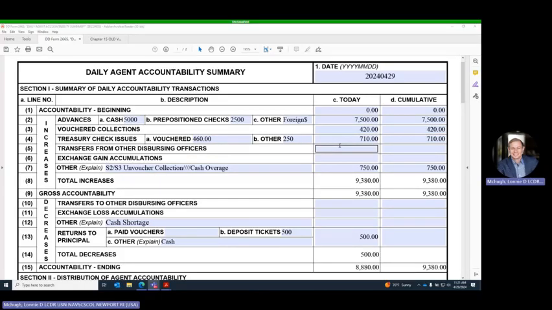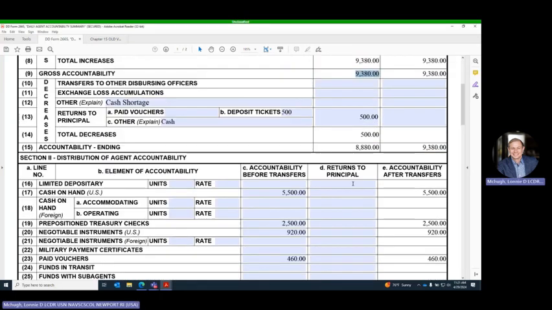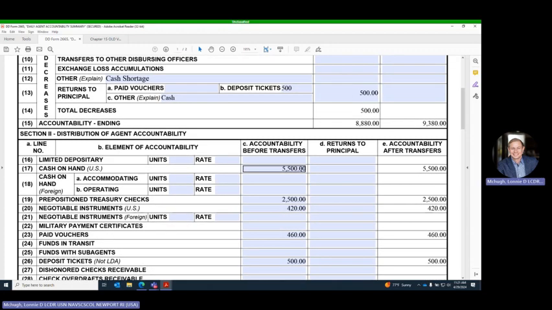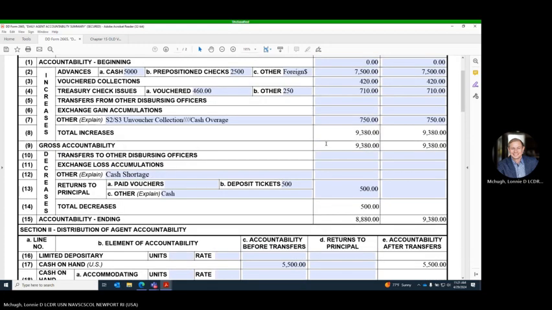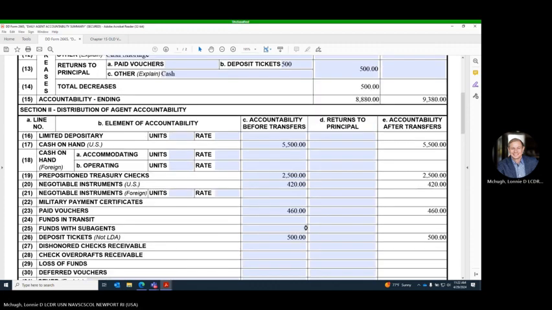So as you can see, when you look at this, we don't balance. 9,380 does not match 9,880. And since we are depositing our checks, we're going to subtract that amount from our negotiable instruments. So that equals 420. And you'll see that line 9, 9,380, matches our 32 Charlie.